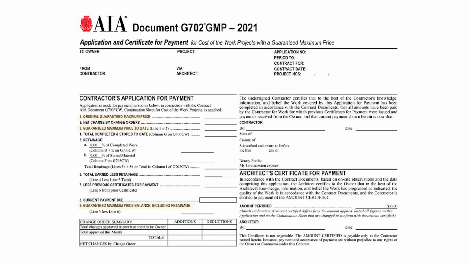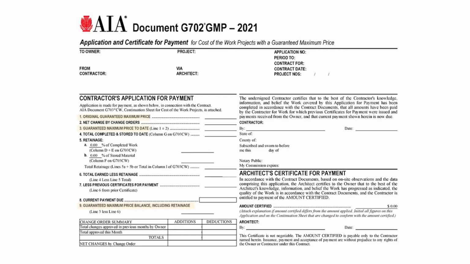So since the G703 now has more detail in it and allows for these changes to happen, we had to pull those back into the G702, and some of the subtle changes are just language, where instead of contract sum, we're using guaranteed maximum price. On line 9, we're showing the guaranteed maximum price balance as opposed to balance to finish. The form is also tracking the change order changes, which would eventually have been reflected in the G703. We just married the two together, marrying G703 with this new G702 GMP.